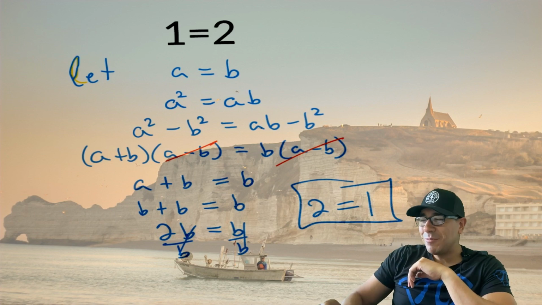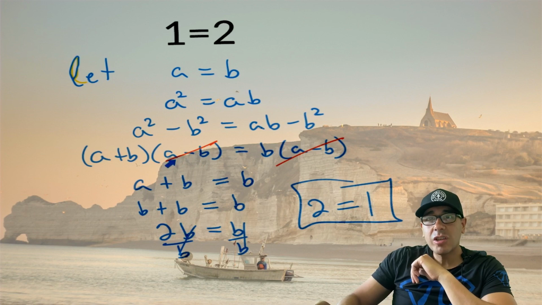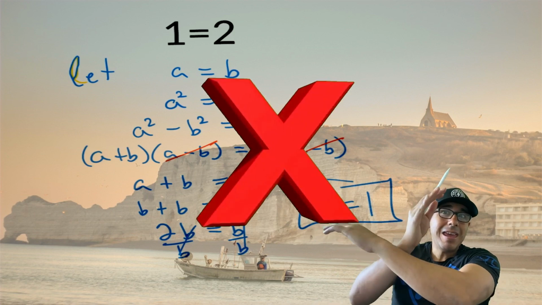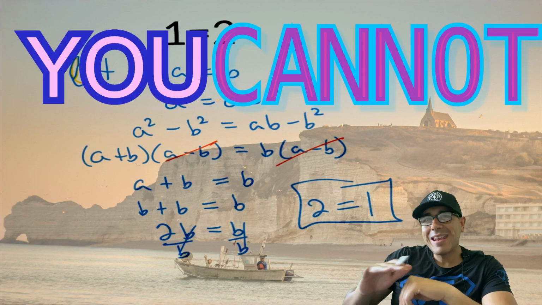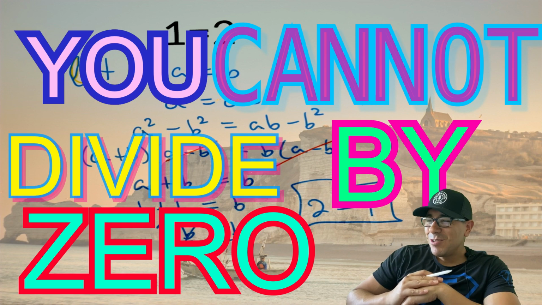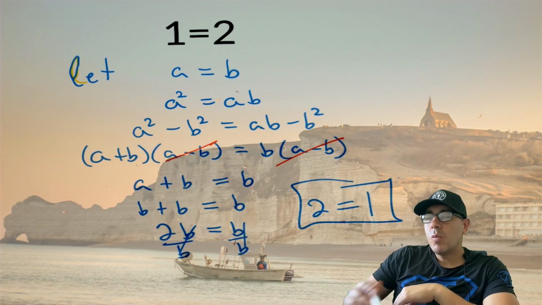So check this out. Right here, we said that a equals b. So when we subtract a minus b, if these two are equal, that's just 0. They cancel each other out. And what did we do? We divided both sides by 0. That's a mathematical no-no. You cannot do that. No se puede. So this is where we went wrong.